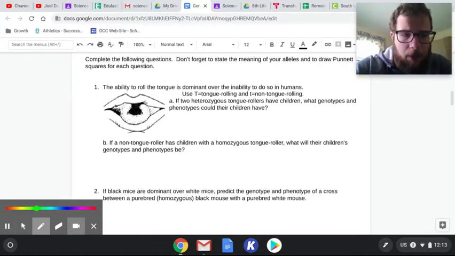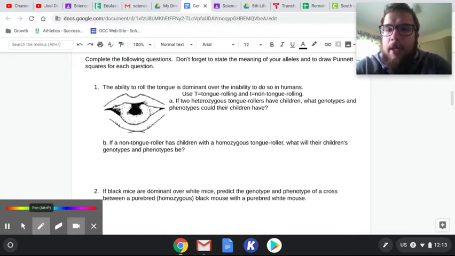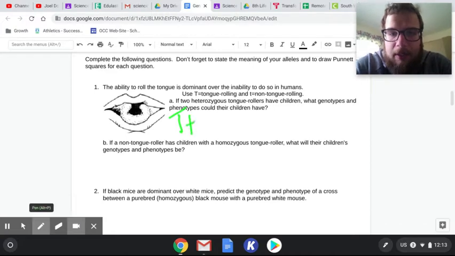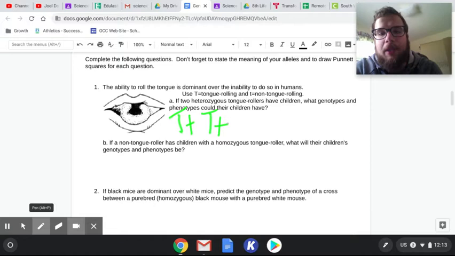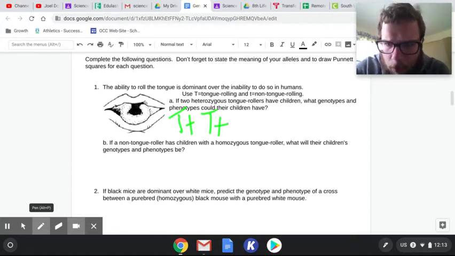It says the ability to roll the tongue is dominant over the inability. So big T would be tongue rolling, small t is not tongue rolling. We've got two heterozygous tongue rollers, which means the parents are big T, little t, and big T, little t. Heterozygous meaning two different. Okay, they have children. What are the genotype and phenotype possibilities?